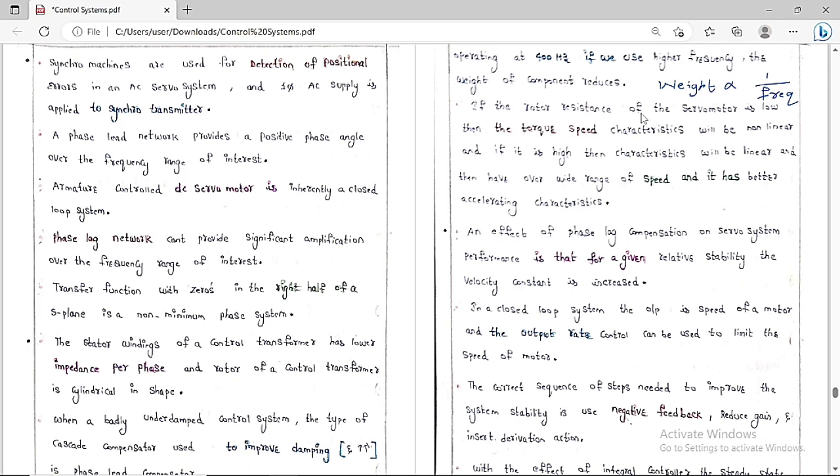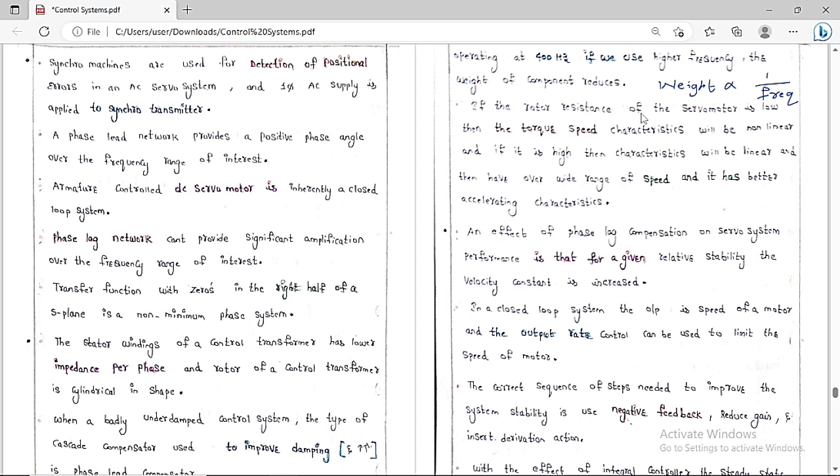So larger and more sophisticated aircraft have AC systems operating at 400 Hz. If you use higher frequency, the weight of the components reduces, because weight is always inversely proportional to frequency. So as the frequency increases, the weight is going to get reduced. Lesser weight means we can use those components in aircraft systems.